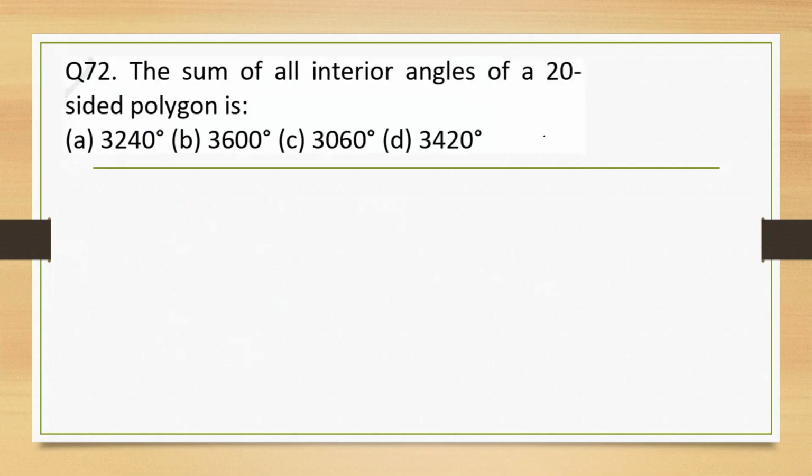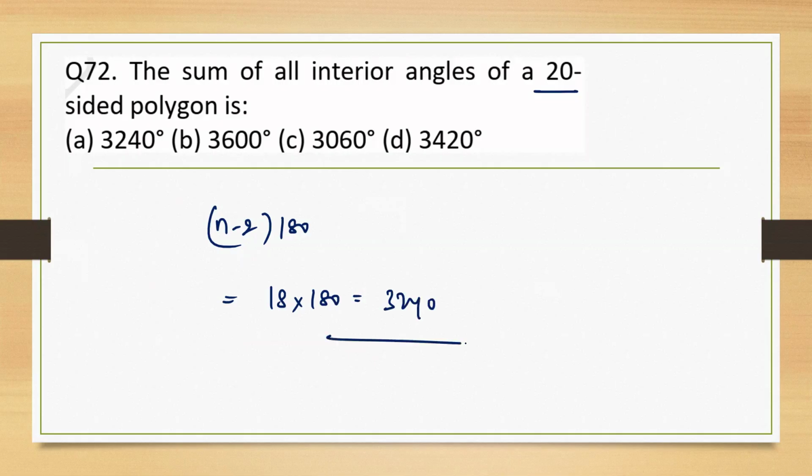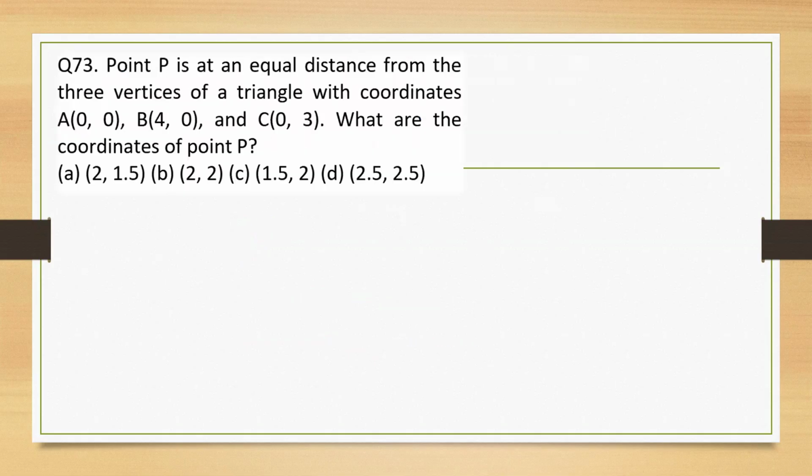The sum of all interior angles of a 20-sided polygon. The sum of interior angles formula is n minus 2 into 180, which is 18 into 180. The 0, you keep it aside. 18 square is 324. So the answer is 3240. If P is a point which is equidistant from the three vertices, any point which is equidistant from the vertices, you call it a centroid.